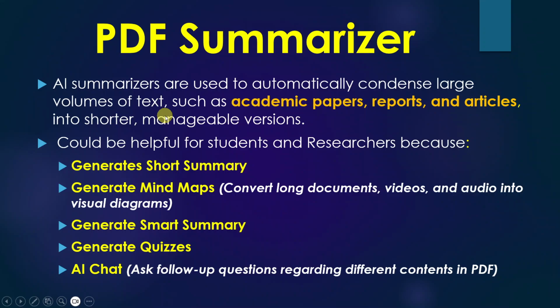First, we would be discussing the PDF summarizer. The AI or PDF summarizers are used to automatically condense large volumes of text such as academic papers, reports, and articles into short, manageable versions. This could be helpful for students and researchers because it provides you a short summary.